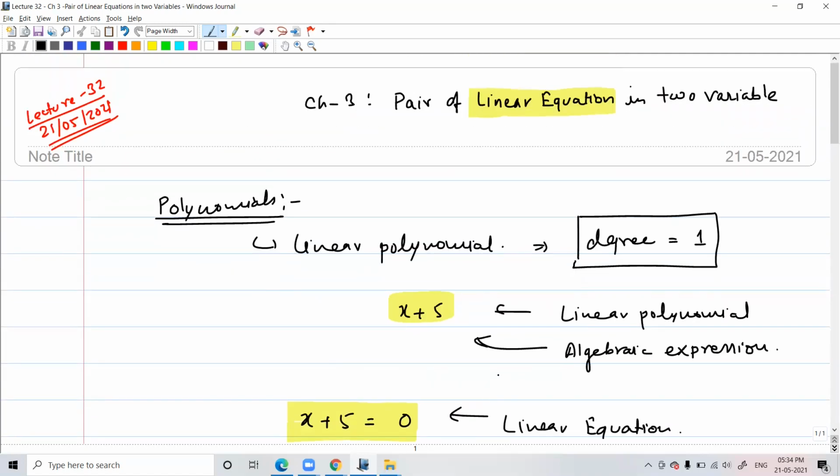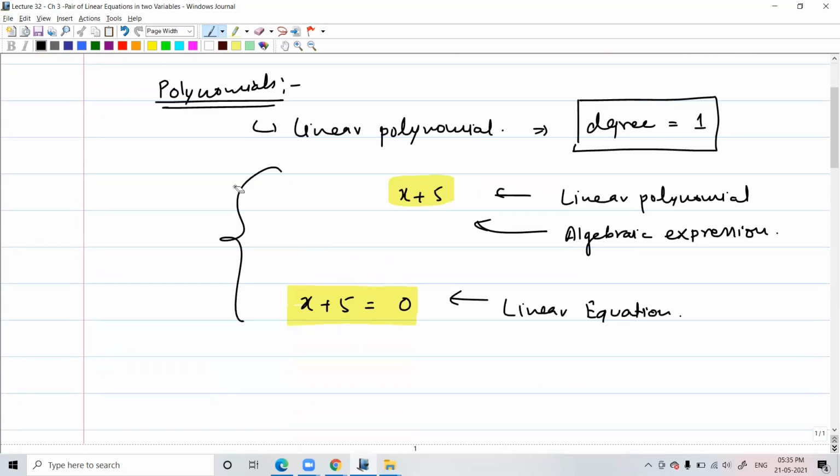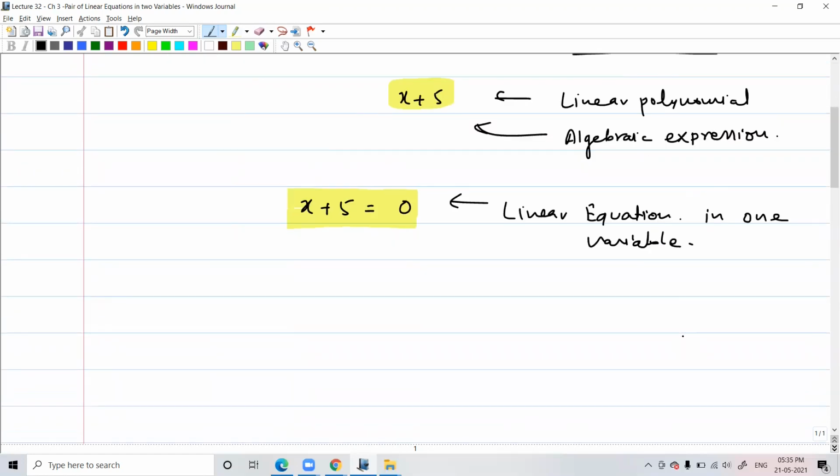But we are not going to study just a linear equation, we are going to study a pair of linear equations. So there are going to be 2 linear equations, and not only in one single variable, but in 2 variables. All the examples we saw so far, x plus 5, this is a linear equation in one variable, right? Can anyone give me an example of a linear equation in 2 variables?